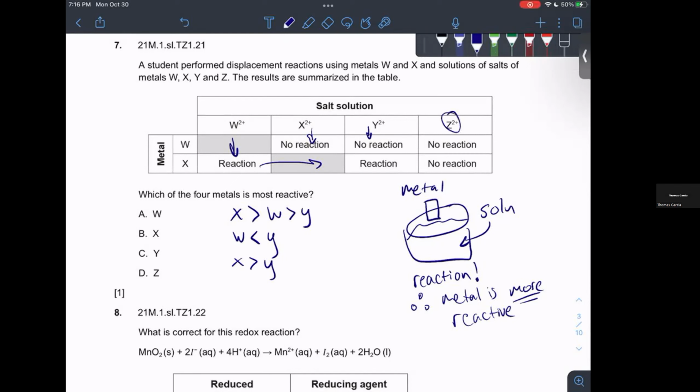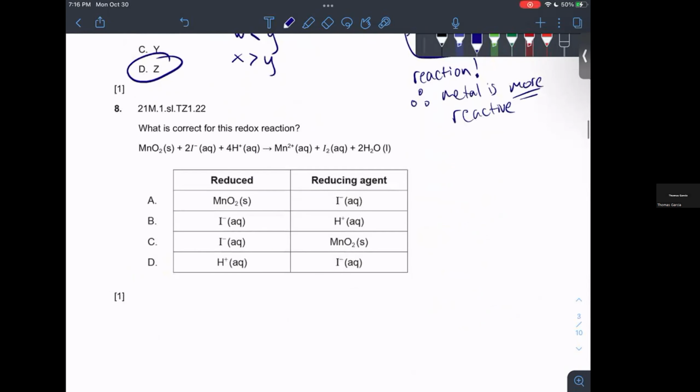Lastly, Z solution doesn't react with any of the metals. Therefore, Z in solution is the more reactive compound, or more reactive salt or ion, because it did not react with either of the metals. Therefore, Z is more reactive than X, more reactive than W, more reactive than Y. It is Z. All right, what is correct for this redox reaction?